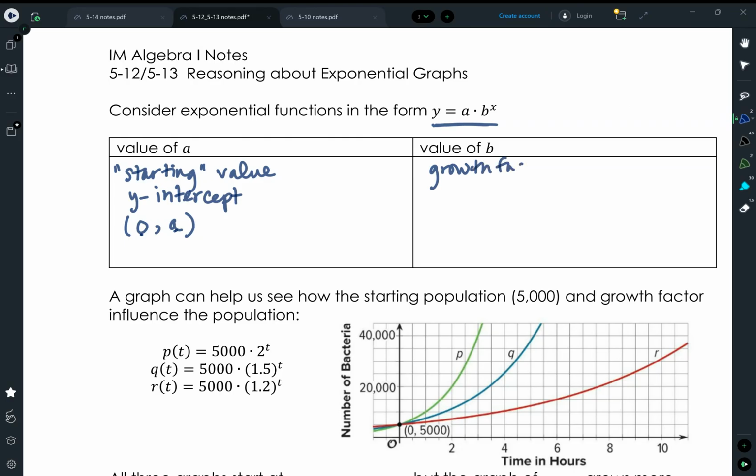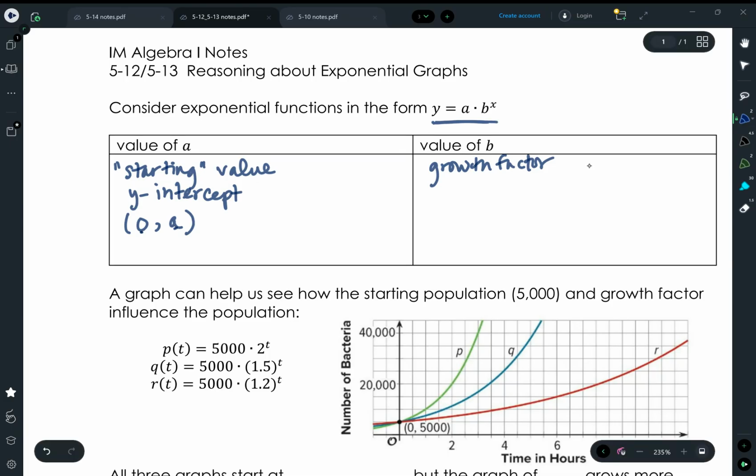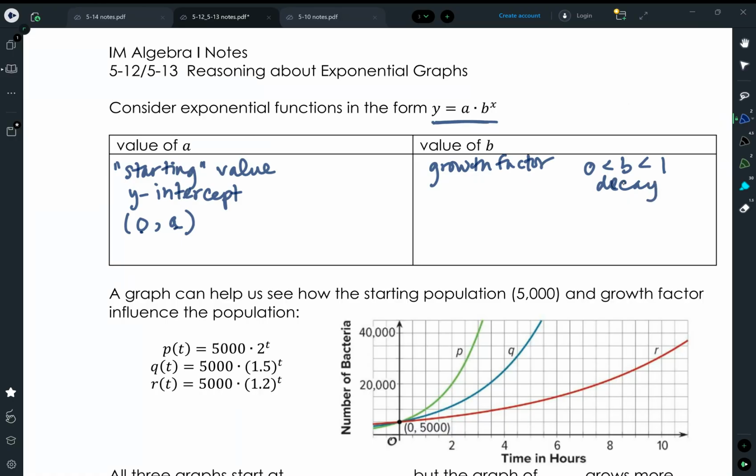If it is less than 1, it's a decay factor. It can't be negative either. So if 0 is less than b is less than 1, so b is between 0 and 1, it's actually going to be decay, because we're going to keep multiplying by something less than 1 and keep getting smaller. If b is greater than 1, we're looking at growth. You could call it a growth factor or a decay factor, or you can just call it growth factor all the time. But we have to think about what we're having for those values of b and what's happening.